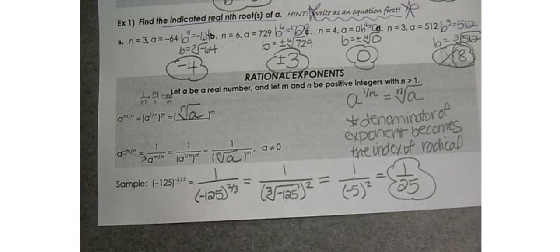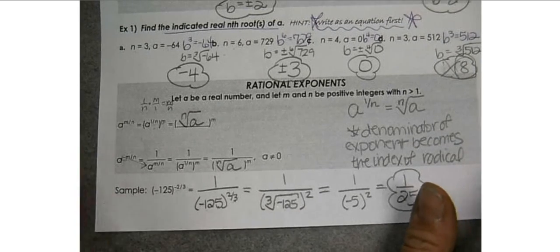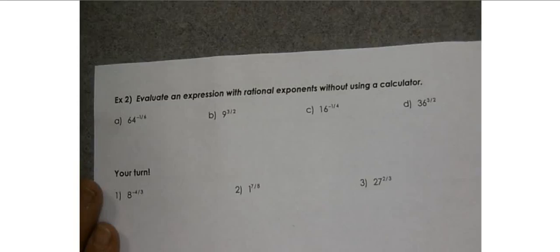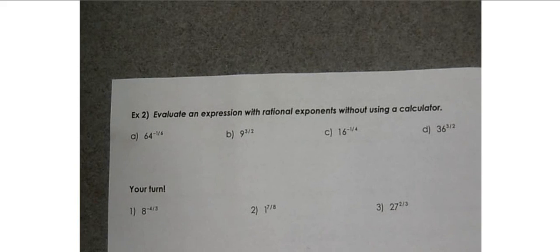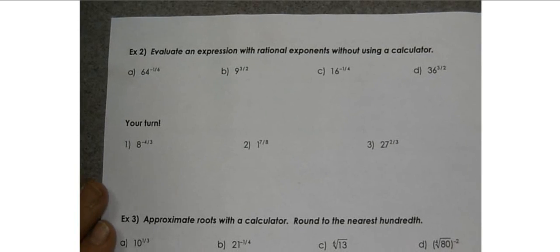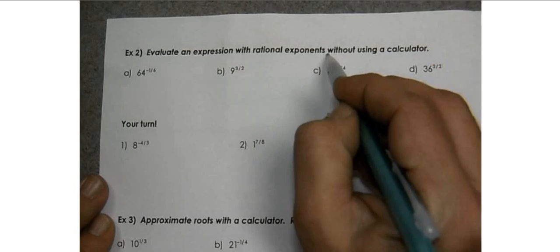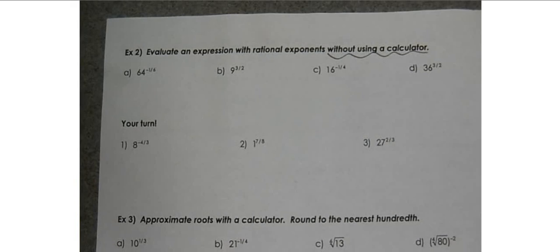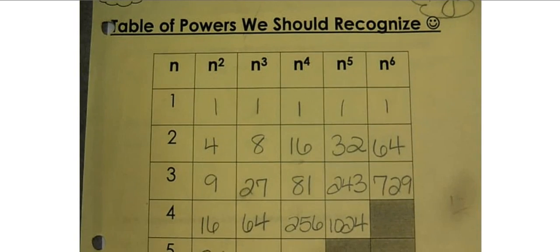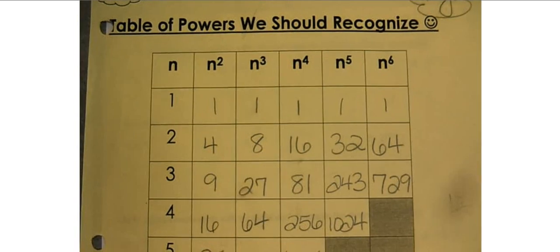And that's how we would use that to simplify these expressions that involve rational exponents. Rational meaning fractional exponents, basically, as far as you guys would be concerned. So let's practice that here. We're going to evaluate an expression with rational exponents. Notice this is a non-calculator piece, which means that you're going to need to know and be able to recognize these powers come quiz test time.